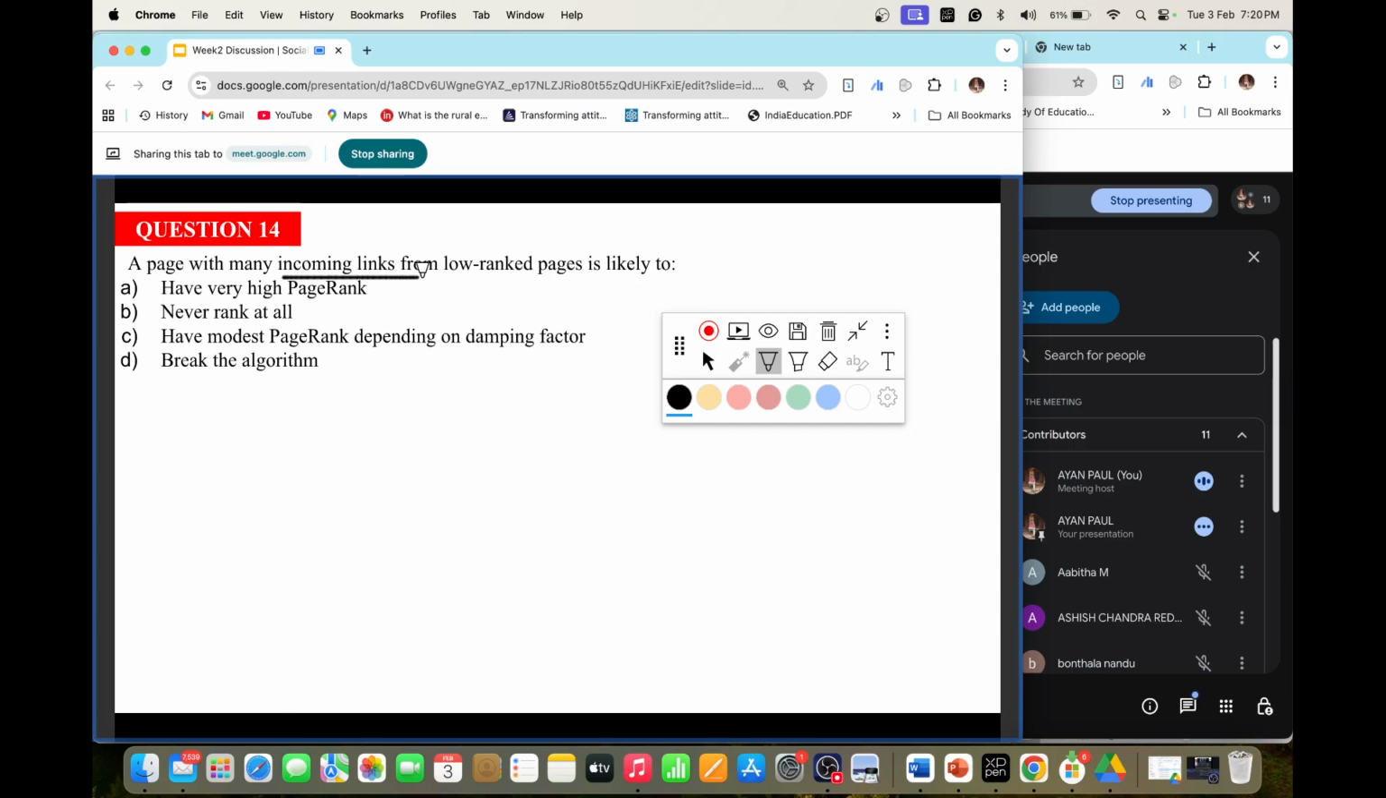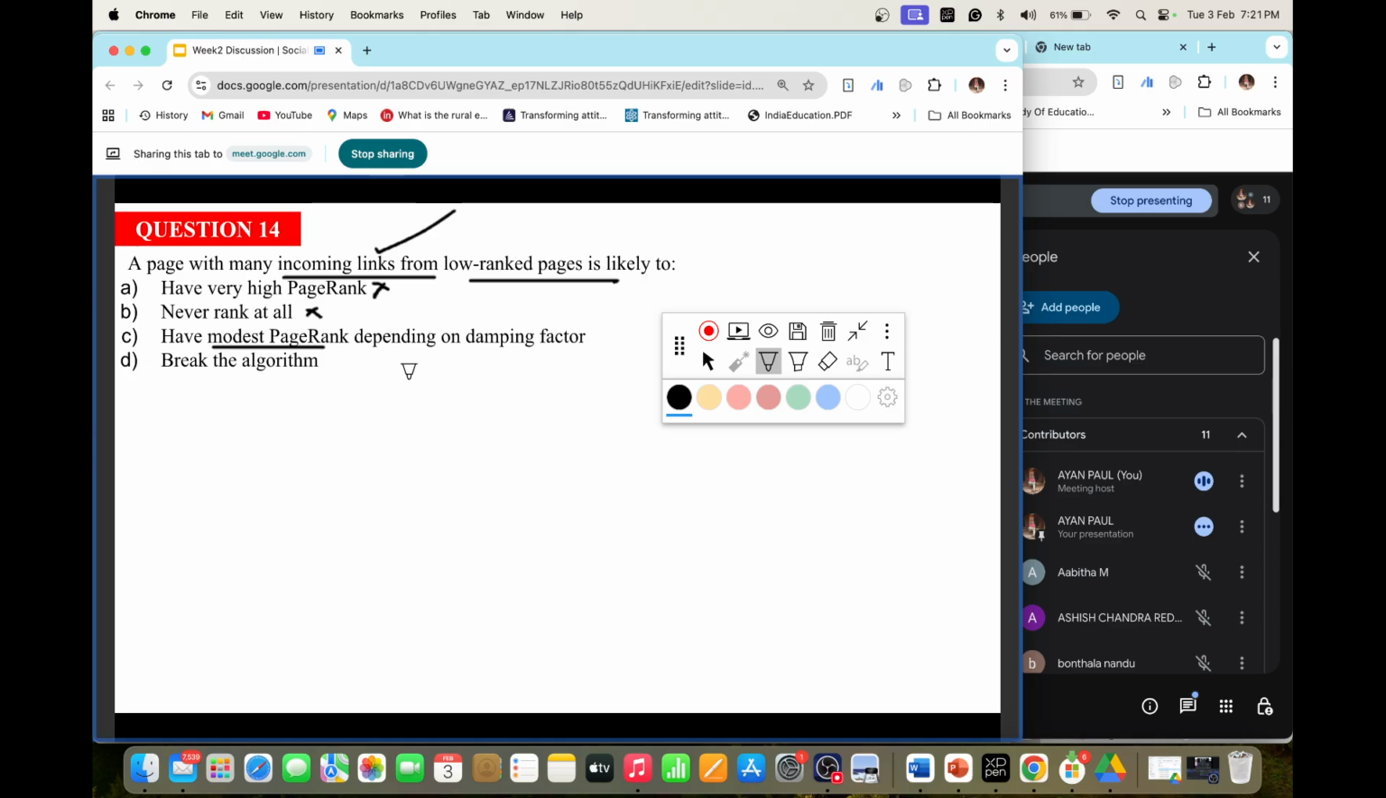A page with many incoming links from low ranked pages. One factor is satisfied: it has many incoming links. But the second factor is not satisfied: they are low rank pages, meaning low quality pages. So having a very high page rank is definitely false, because one factor is satisfied and the other is not. Never rank at all is also false. But we can say it has a modest page rank, because incoming links are many, but from low rank pages.